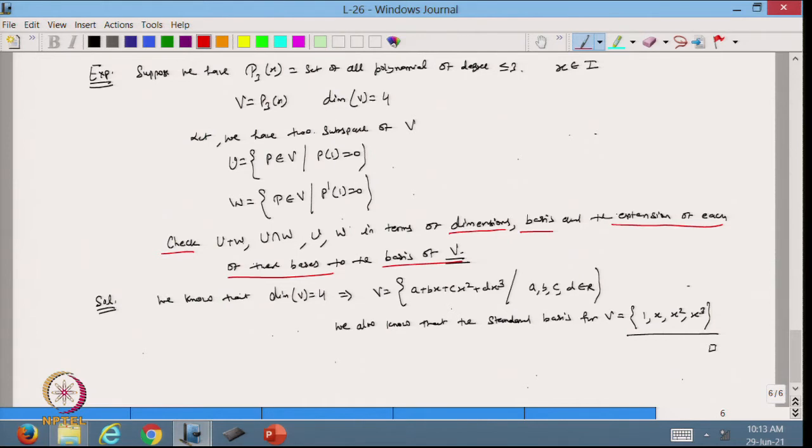Now, we know that V is the vector space of polynomials of degree less than or equal to 3. This is of dimension 4, and a polynomial can be written as a plus bx plus cx square plus dx cube, where a, b, c, d belong to the real numbers. So, we are talking about real polynomials, and the standard basis for this is 1, x, x square, x cube.